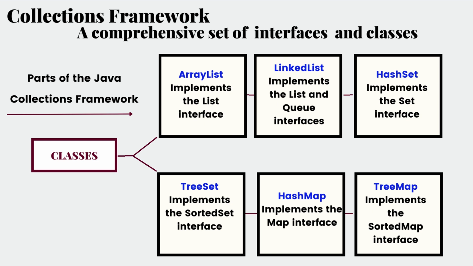Now let us see classes of the collection framework. ArrayList, linked list, hashset, treeset, hashmap and treemap. ArrayList implements the list interface. Linked list implements the list and queue interfaces. Hashset implements the set interface. Treeset implements the sorted set interface. Hashmap implements the map interface. Treemap implements the sorted map interface.